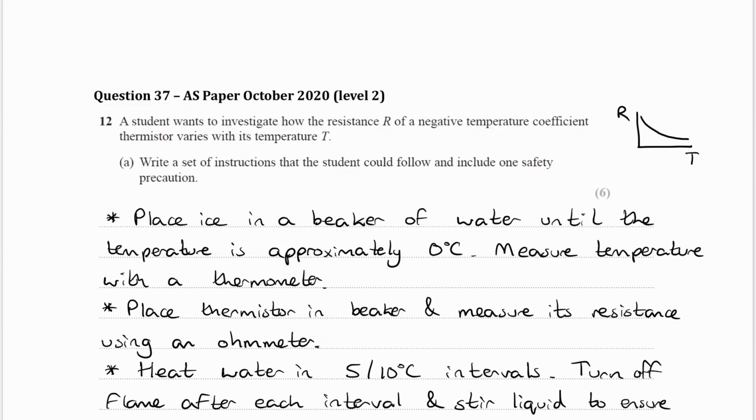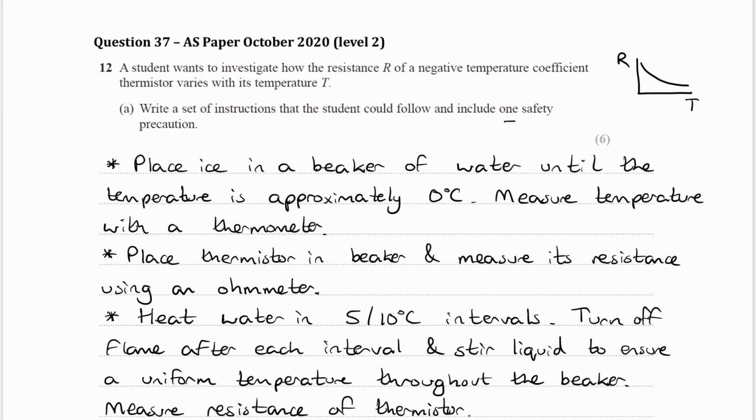So the final thing that we need to include in this is our safety precaution. And there's a bunch of different things that we can have. So we could wear goggles to make sure that if hot water splashes, it doesn't go into our eyes. We could also have the beaker clamped in some kind of stand so that it's less likely to topple over if it gets knocked.